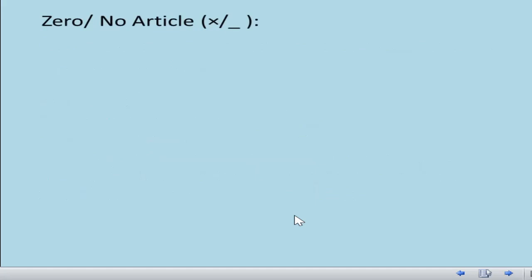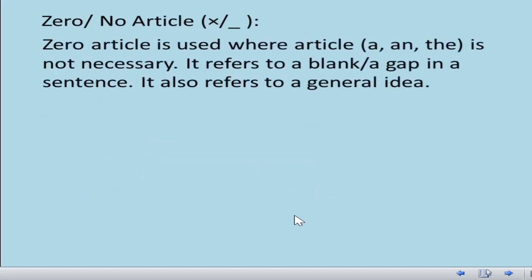Then comes zero or no article. Zero article is used where articles a and the are not necessary. It refers to a blank or a gap in a sentence. It also refers to a general idea. So zero article is called no article. Actually, zero article refers to a blank place in a sentence where we usually do not use any article.